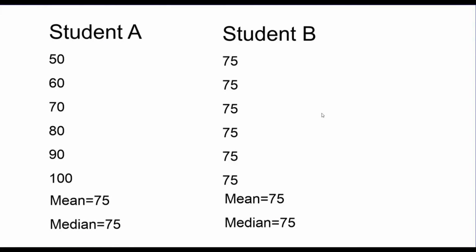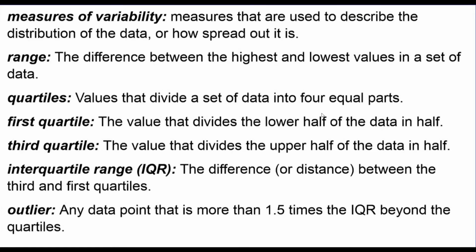So we need some type of measure to tell us how consistent our data is, or how similar our data is to each other, or how clustered our data is. And that's what we're going to talk about today: measures of variability. Measures of variability are measures that are used to describe the distribution of data, or in other words, how spread out it is. And we've got a lot of vocabulary that we're going to have in conjunction with this.